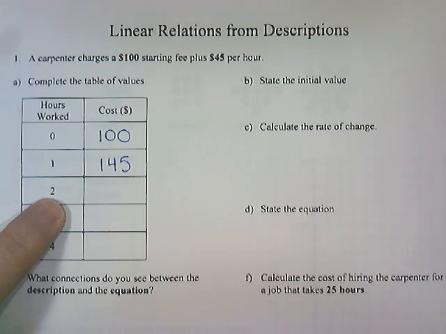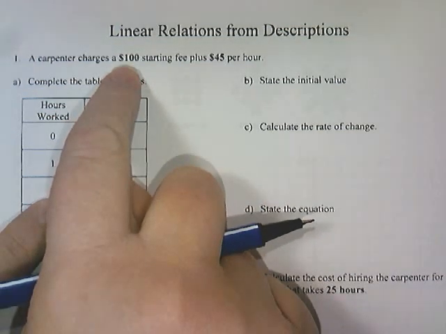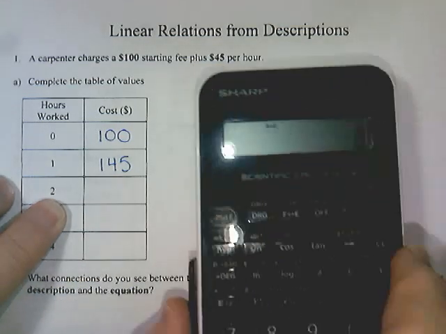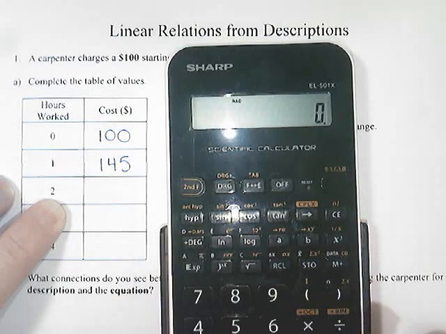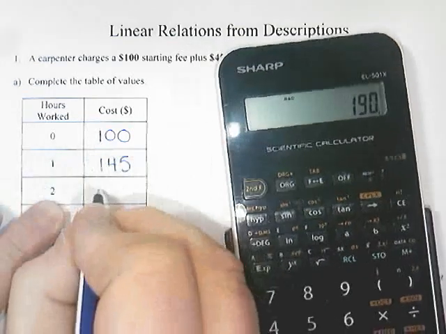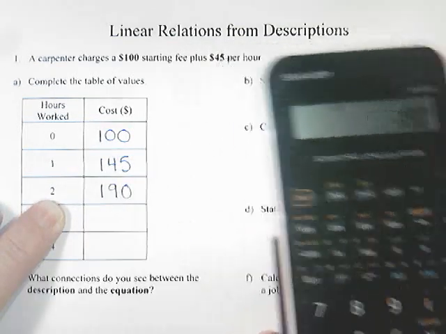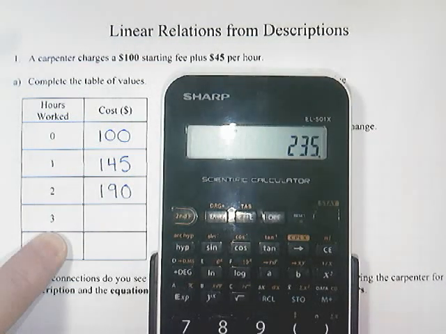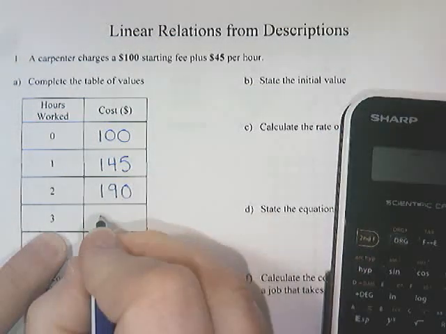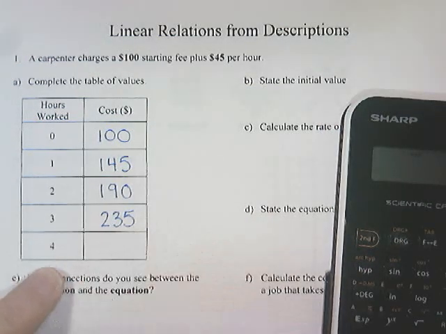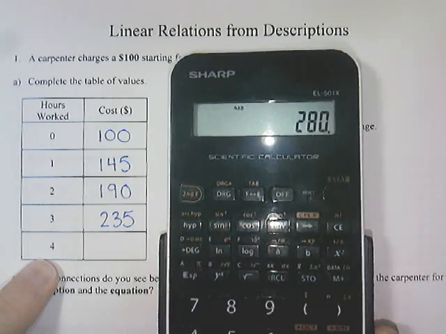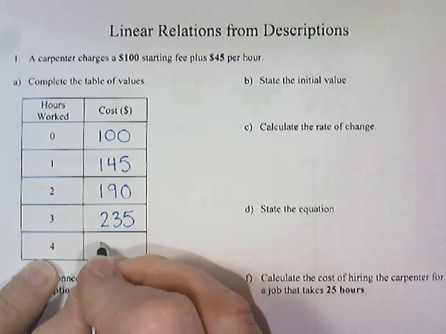Okay, if they work for 2 hours, you've paid the $100 already. You paid $45 for that first hour of work, and now I need to add on another $45. So I'm going to take that $145 and add on another $45 to get $190. And then if we do 3 hours of work, I have to add on another $45, which would be $235. And for 4 hours of work, we would add on another $45 for that extra hour to get $280.